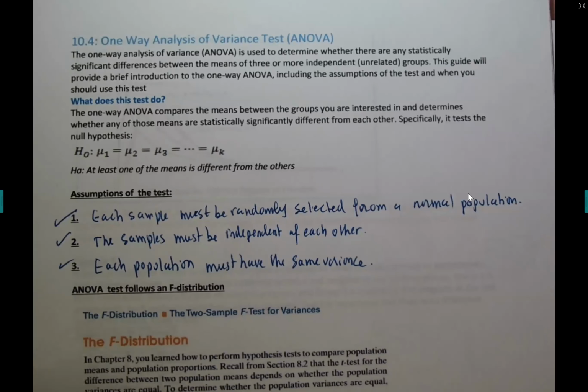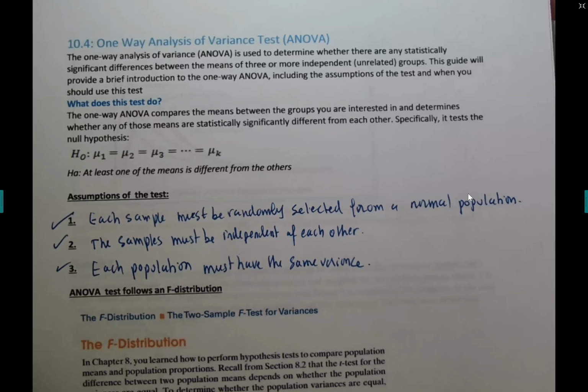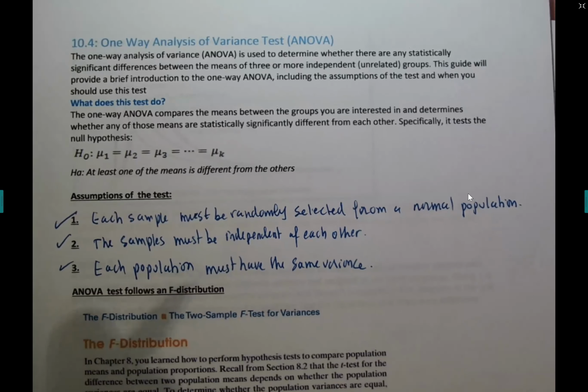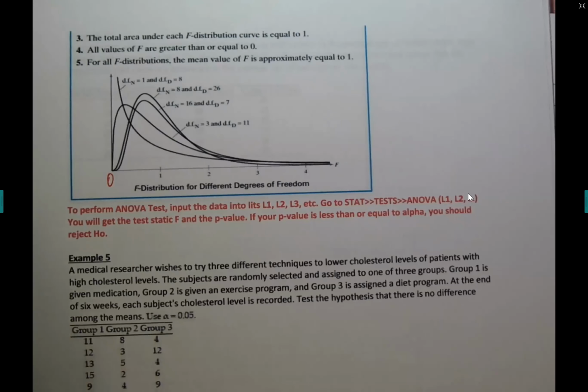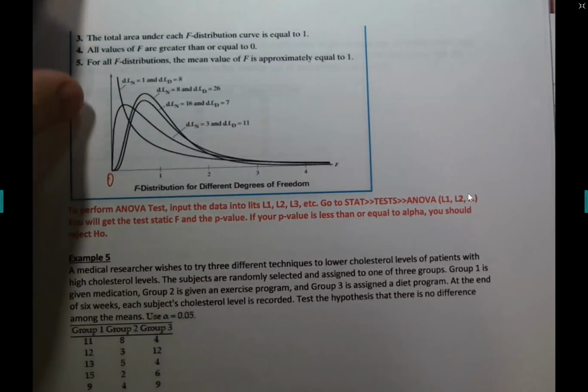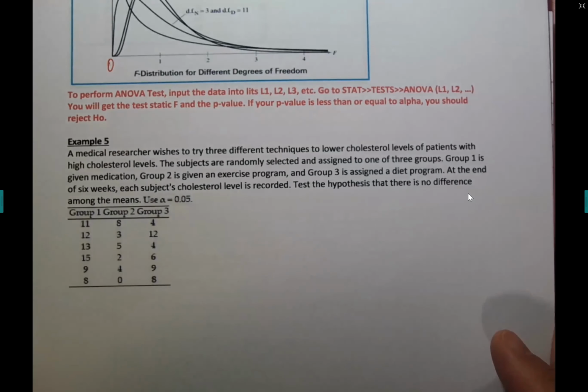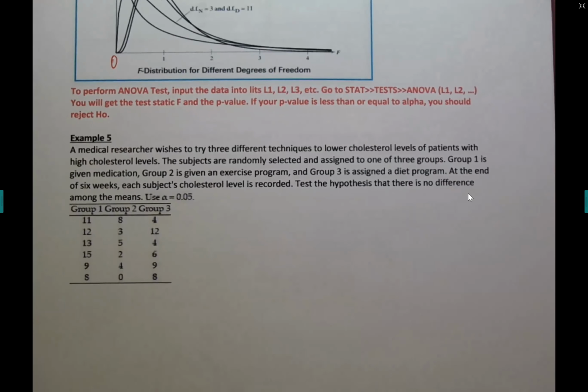And let me just take you to an example right away. I would appreciate it if you have your calculator ready, guys, and just show you how to perform this test. So we're going to begin with the first example on here. Example 5. A medical researcher wishes to try 3 different techniques to lower cholesterol levels of patients with high cholesterol levels. The subjects are randomly selected and assigned to one of 3 groups.